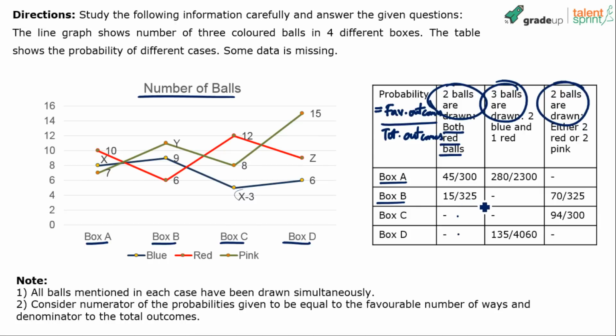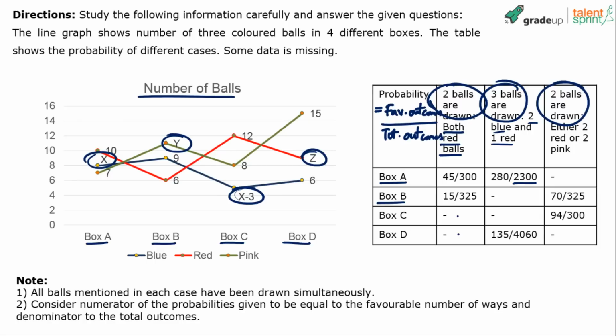You understand? Likewise, when I want to draw 3 balls from box A, the total number of ways of doing it is 2300 ways. But if I want to draw 3 balls in such a way that 2 are blue and 1 is red, it can be done in 280 ways. So based on this data, I will be able to find out all these missing values, X, Y, X minus 3, Z, and so on. Right? Let's take one of the examples. One example before we move to the questions.